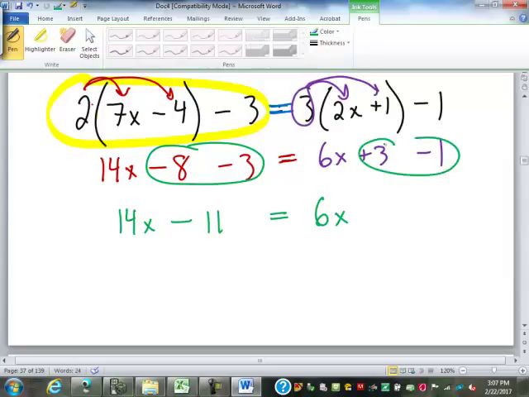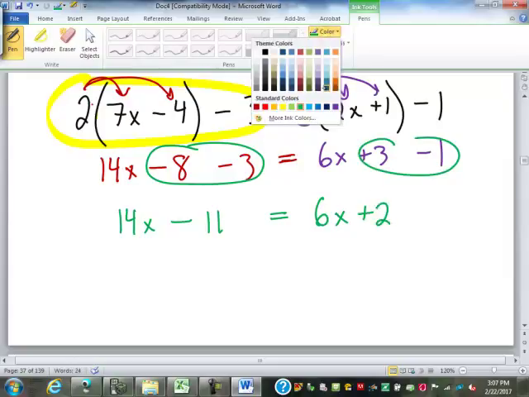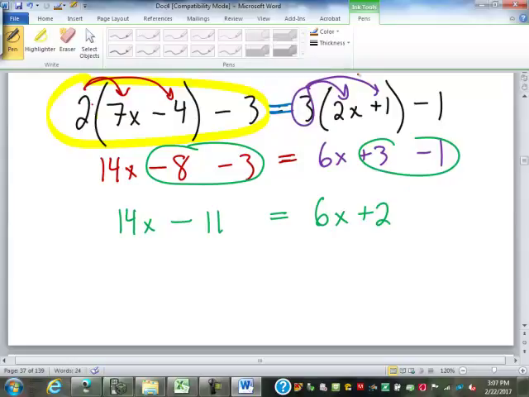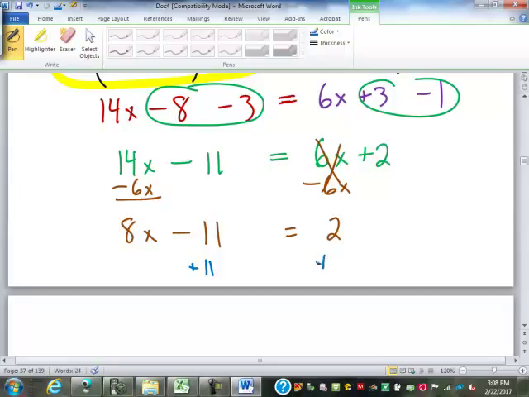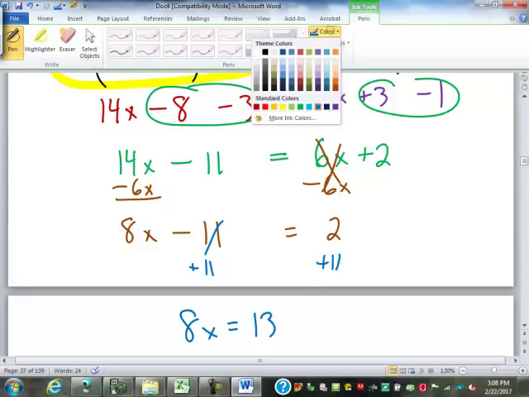6x, yes. So we combine the 3 and negative 1, make a positive 2. Now x still appears twice, so we still have to get rid of one of them before doing anything else. So we are going to subtract 6x. Perfect. That leaves us 2 on the right side. Subtracting 6x over here gives us 8x. We still have the minus 11. Now what do we do? Add 11. So 8x equals 13.